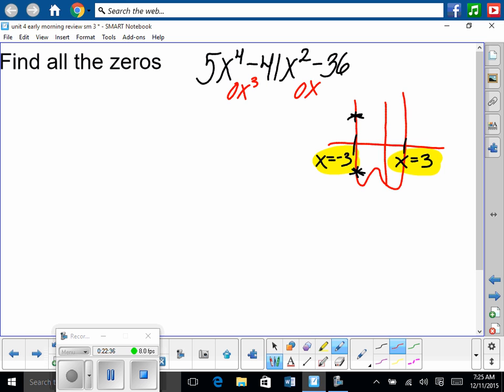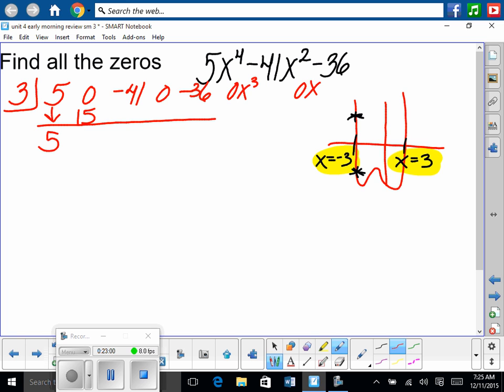Is everybody good with what I'm saying here? So I'm setting up synthetic division. I'm randomly going to choose 3 first. I put it in a box. And I put my coefficients: 5, 0, -41, 0, and -36. You have to put in your zeros, and I'm telling you the one on the test is missing some things. So we drop that down, add straight down. Is everybody good? Yeah. Okay. So 5 times 3 is 15.